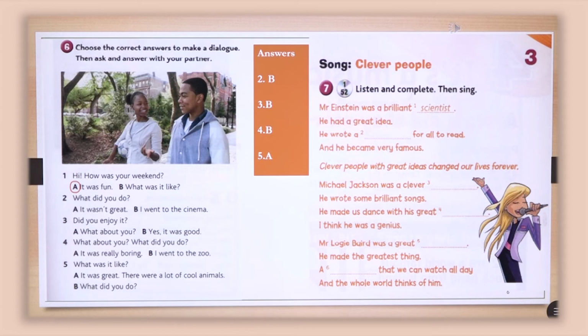Now, I will play a song for you, which is named Clever People. What you're going to do is fulfill the vocabulary or the words that we have learned in Unit 3. So you will listen to the song and try to complete the gaps in the song. Student's Book, page 39. Exercise 7. Listen and complete. Then sing.